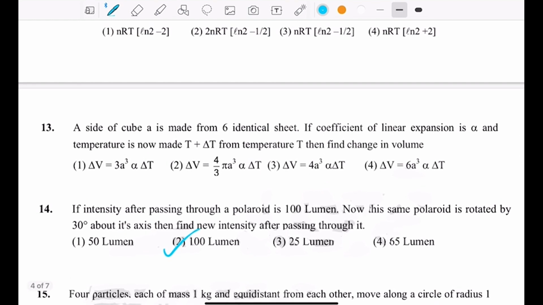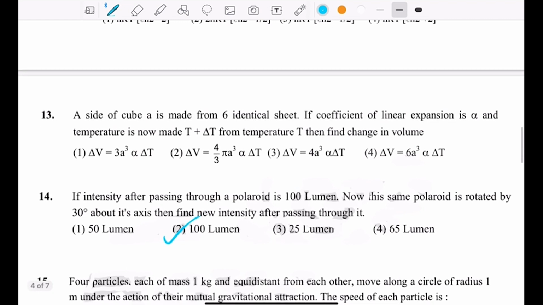100 lumen. Side of cube A is made from 6 identical sheets. If the coefficient of linear expansion is alpha and the temperature is now made to increase, find the change in volume. Okay. So coefficient of linear expansion.